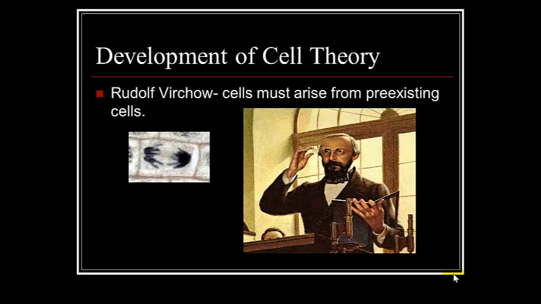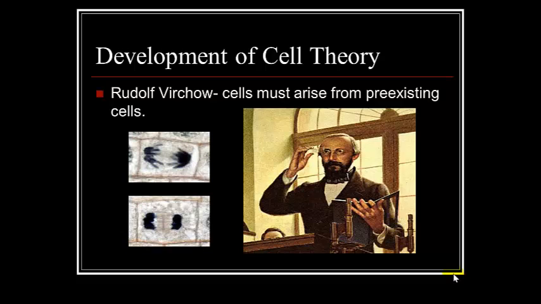In these pictures right here, we're going to talk about mitosis and meiosis a little later, but you can see this cell separating, one part of the cell going to the left side, one part going to the right side, and then eventually they make two separate cells down here. So that's where he got the idea that cells must arise from pre-existing cells.